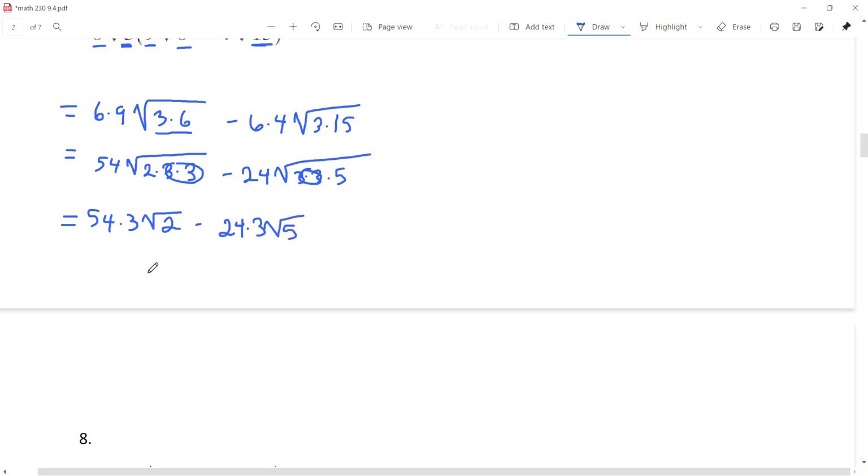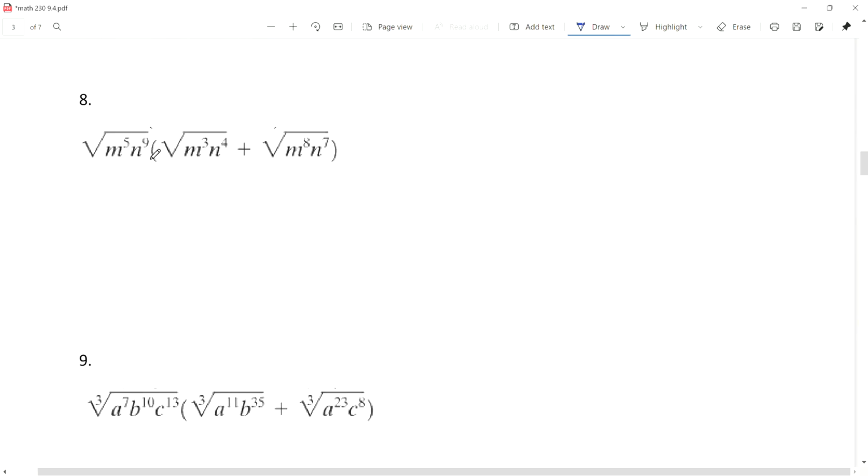54 times 3 is 162, so this is equal to 162 root 2. And 24 times 3, that's equal to 72. So this is 72 times the square root of 5. And that's it. We cannot add or subtract these because they have different radicals. So this is our final answer: 162 root 2 minus 72 root 5.